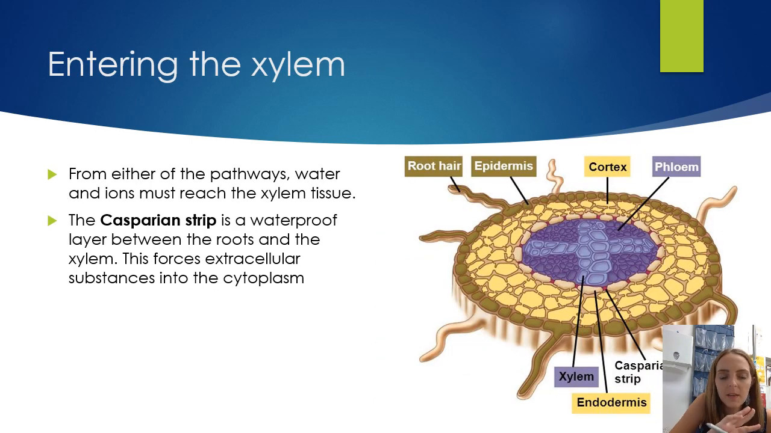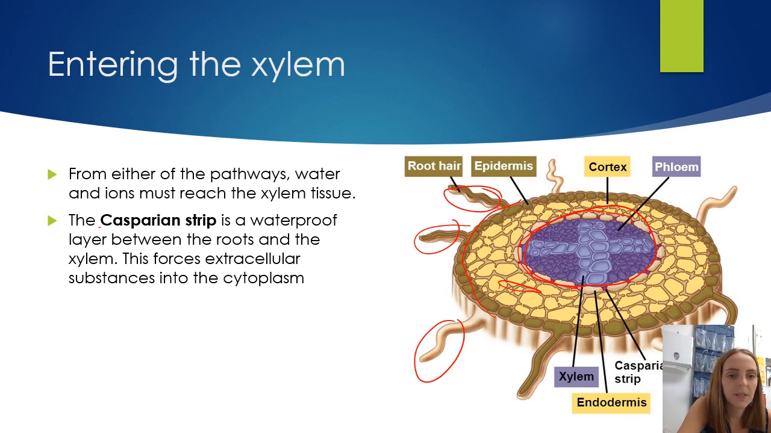Now, it doesn't matter which pathway the water and the solutes have gone through, we have to get the water and ions into the xylem tissue in order to get around the plant. So in the image on the right, you've got the root hairs here, which is what has done all of the absorbing of the water, and they're going to come in to this epidermis layer and deeper down into the endodermis. But then we have this layer here, which is called the Casparian strip.